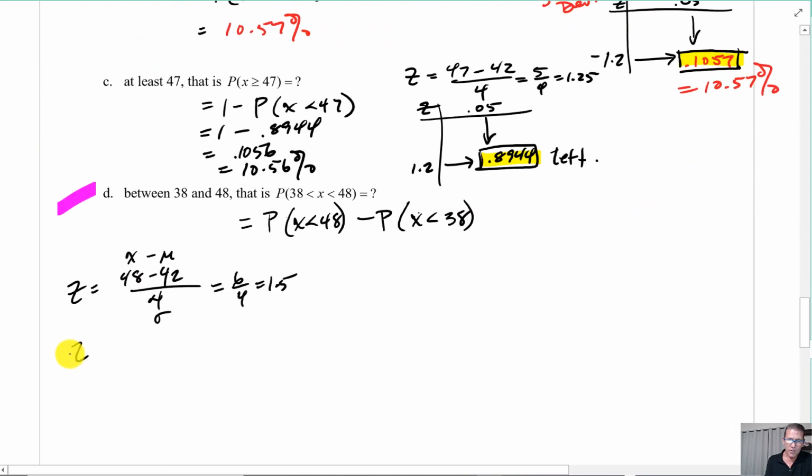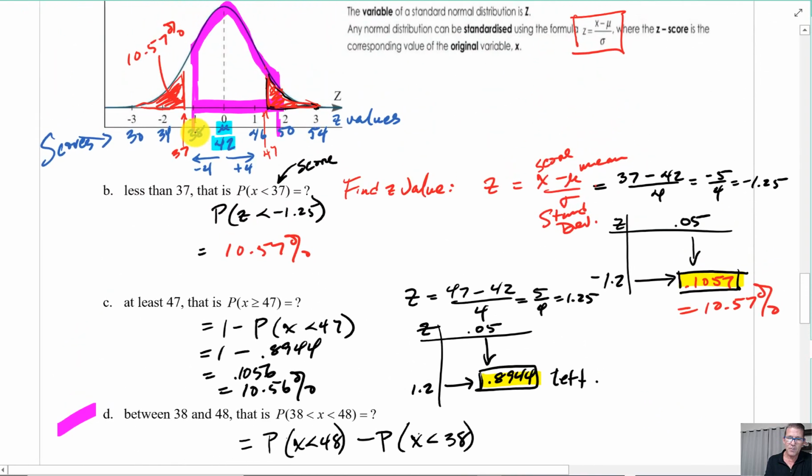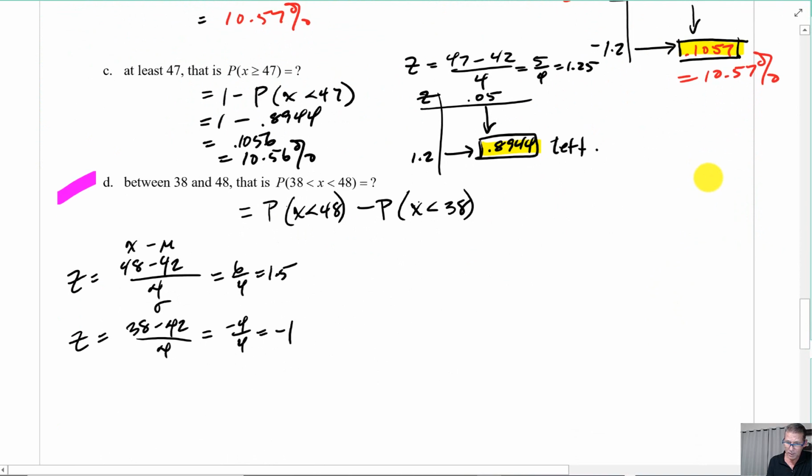Okay, so for the other z-value, let's take the other value, 38. It helps when you make sense of your numbers here. So the score minus the mean divided by the standard deviation gives you -4 divided by 4, or -1, which makes sense. Because if you look at the graph, 38 is 1 standard deviation away from the mean to the left, so it has to have a z-value of -1. I didn't even have to calculate it, I knew it.